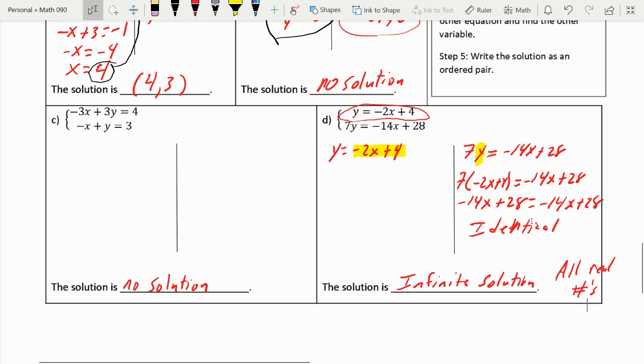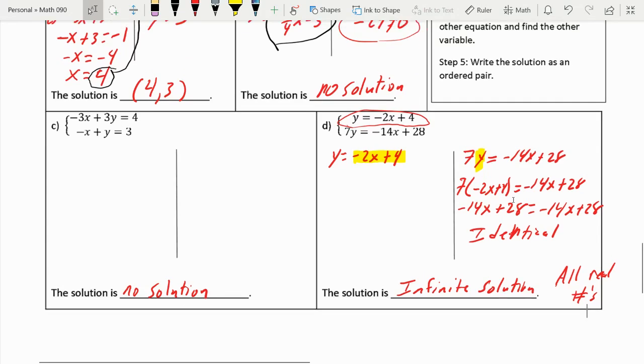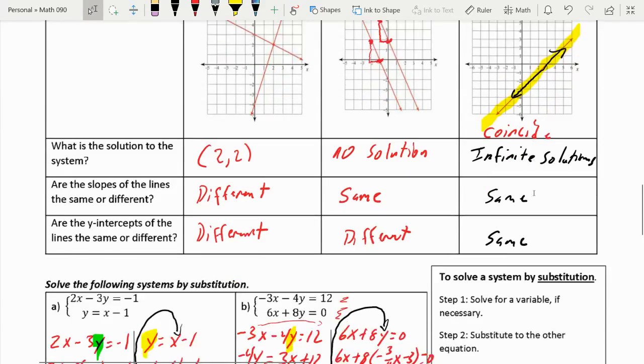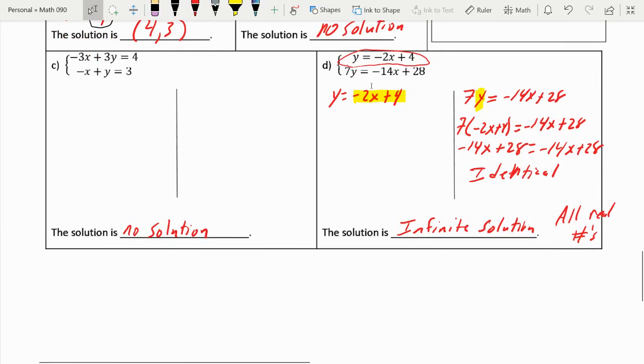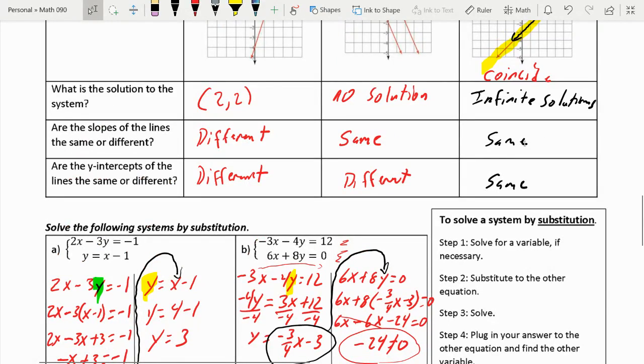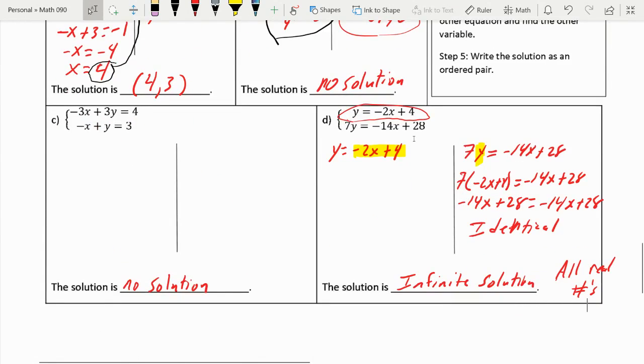Well, what happened here? Since both of these sides are exactly the same, infinite solutions, the two lines coincided. The two lines were right on top of each other. If you solved both of those equations for y, you'll notice that the slopes are the same and the y-intercepts would be exactly the same. If you want to verify that, I hope you can see the cursor right here. Divide everything by 7, and you'll notice it's exactly the same as this. All right. Hope that helped, guys.